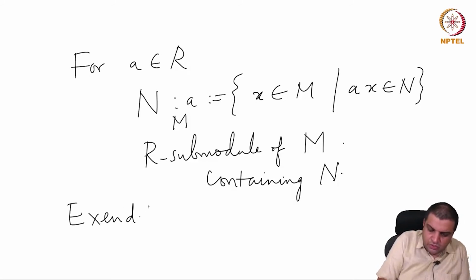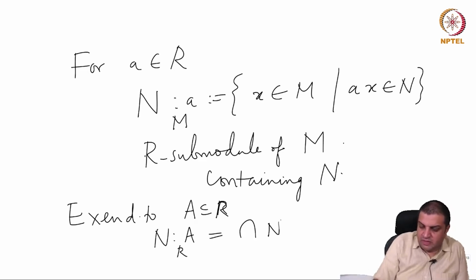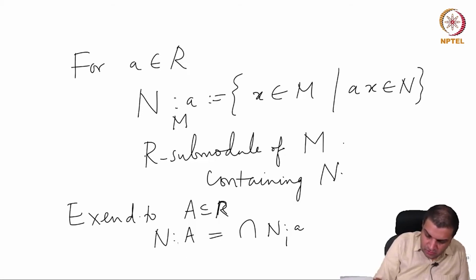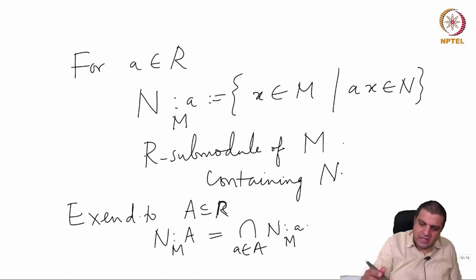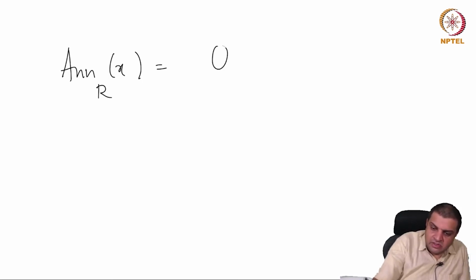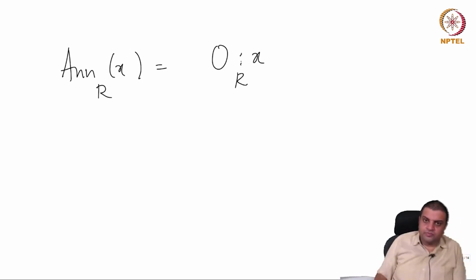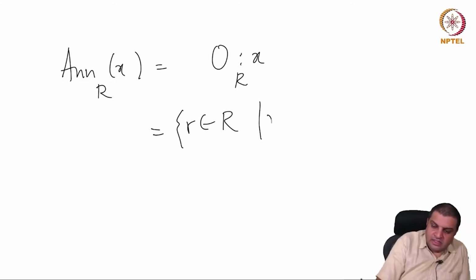For a subset A of R, we can write N colon A over M defined as the intersection of N colon little a over M. So this is just what multiplies some element or a subset into N. Okay. So then the annihilator of x in R is just precisely 0 colon x in R. That's what we meant. So this is the set of all r in R such that rx is 0.